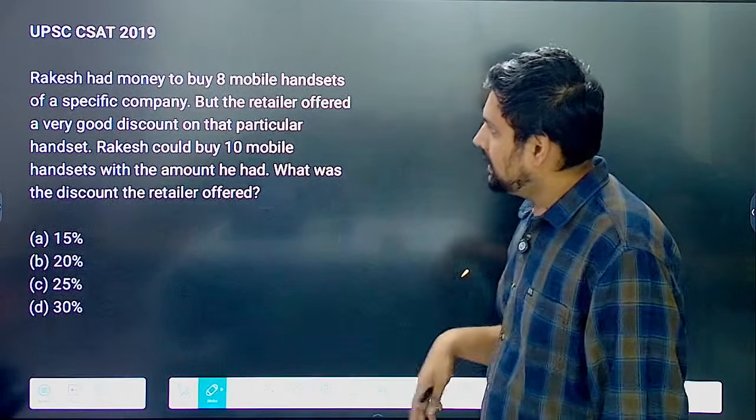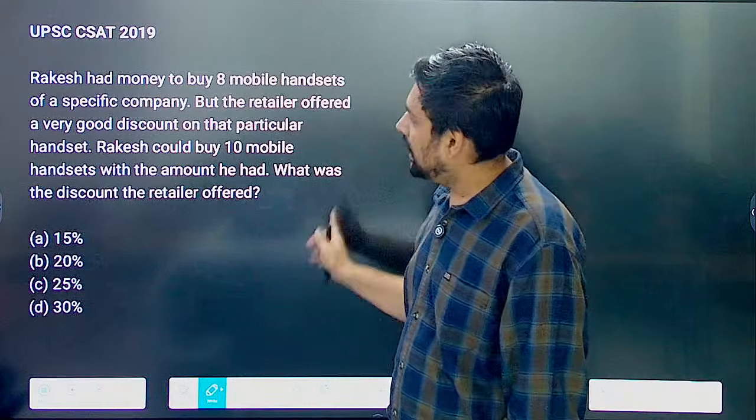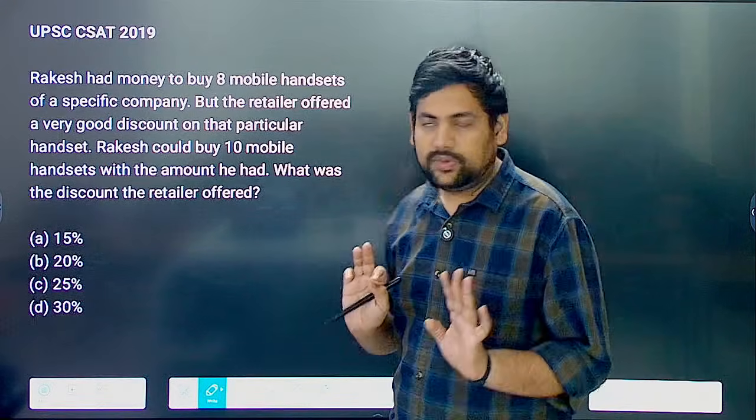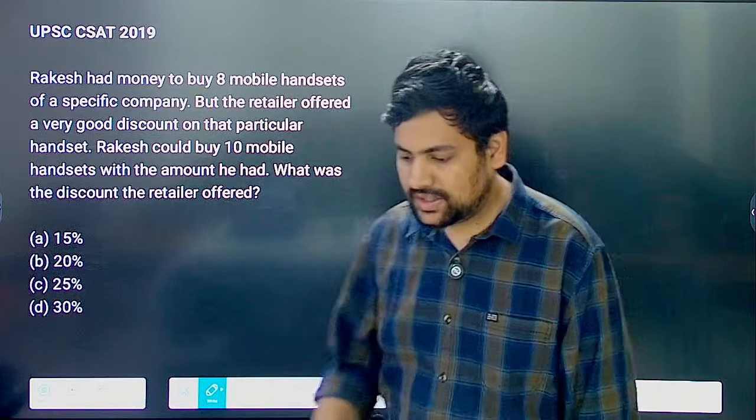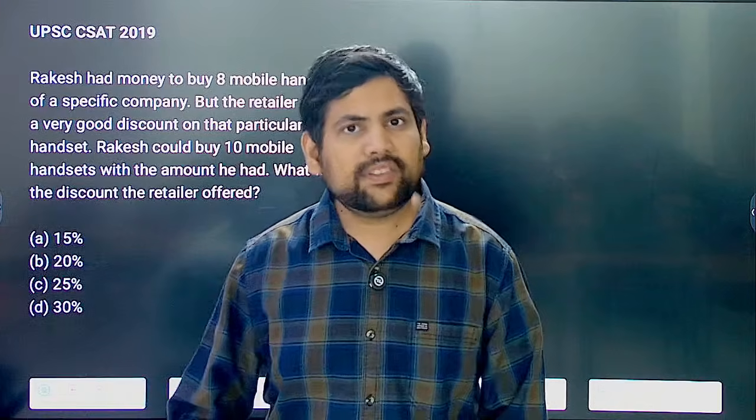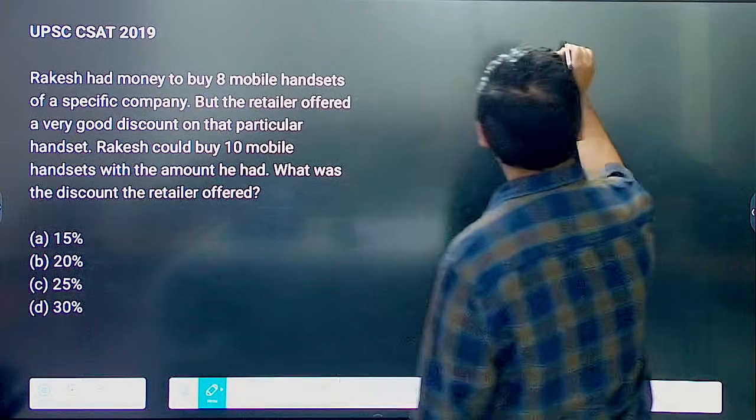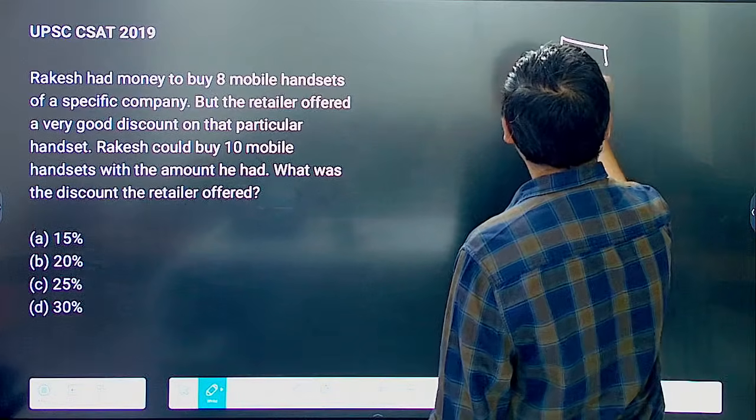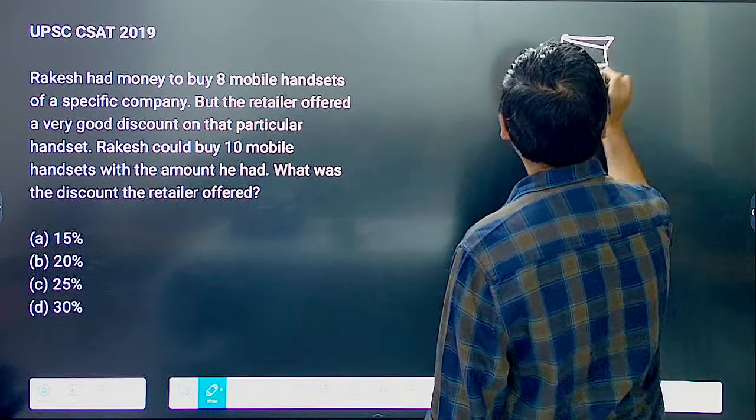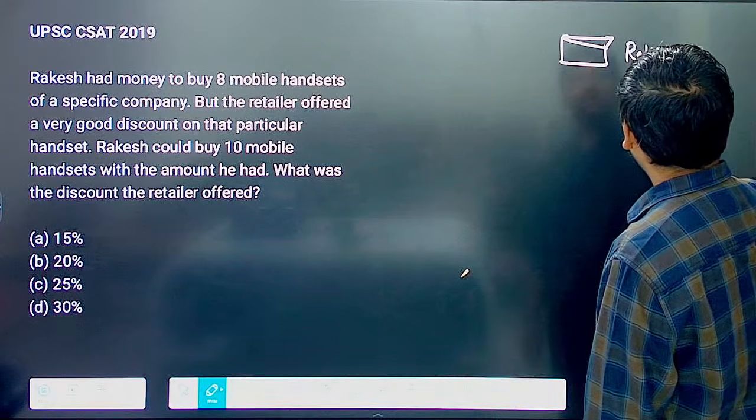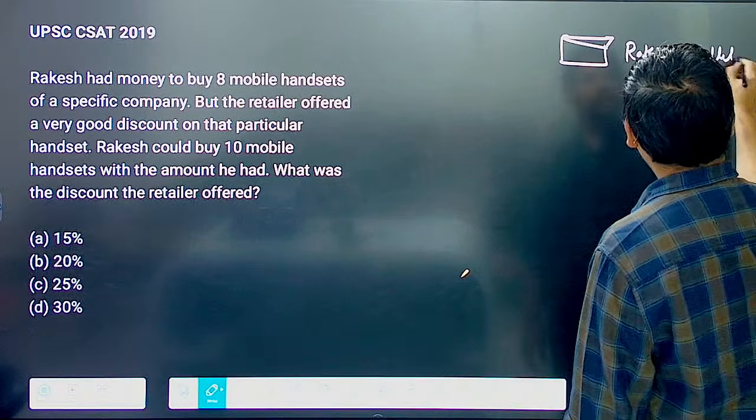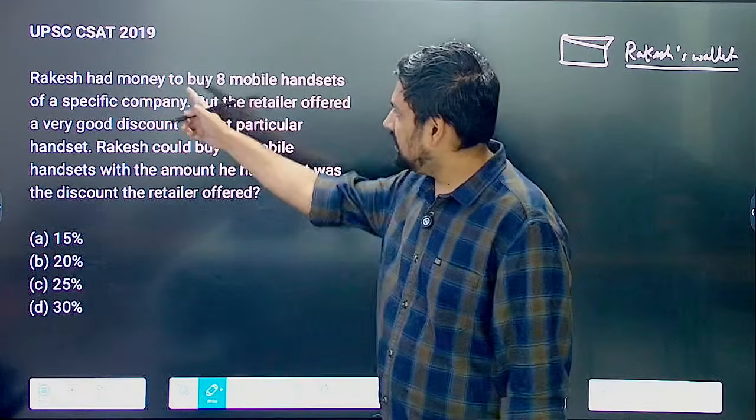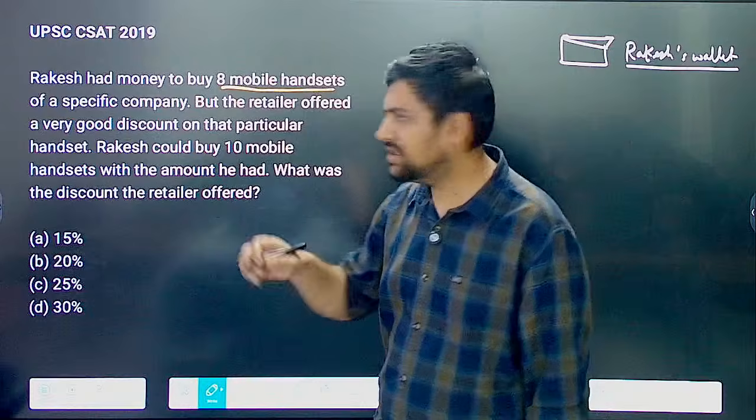Now, let's see. It says Rakesh had money to buy 8 mobile headsets of a specific company. Now, if I say that I have enough money to buy 8 iPhones, what I'm talking about? Whatever is the marked price of the iPhones, I can buy 8 of them. So that is the amount of money that I have. So I'm drawing, let's say, this is Rakesh's wallet. Now, how much money does he have? It says that he has enough money to buy 8 headsets.